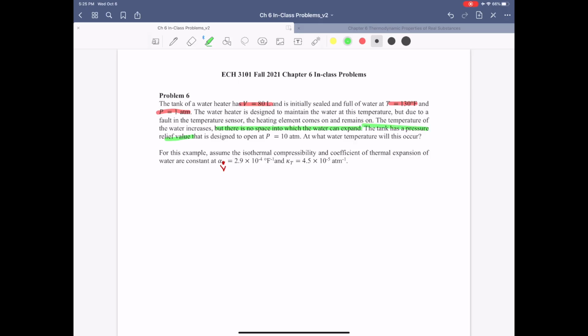continuously increase. But this water heater has a pressure release valve that's designed to open when the pressure of the system is equal to 10 atmospheres. What this problem wants us to figure out is at what temperature that pressure release valve will go off. To help solve this problem, we're given information about the isothermal compressibility and the coefficient of thermal expansion, and those are listed here.